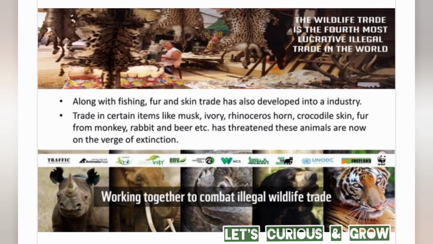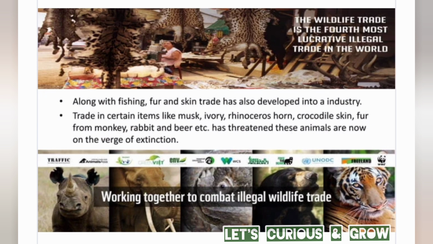So along with fishing, fur and skin trade has also developed into an industry. For example, trade in certain items like musk, ivory, rhinoceros horns are more valuable and more expensive. Crocodile skin is used for making different leather brand purses, and fur comes from monkeys, rabbits and bears, etc. These animals are now threatened and on the verge of extinction. Why so? Because humans, for their own use, can threaten these animals and make them extinct.